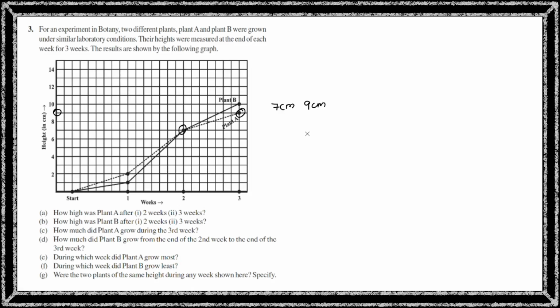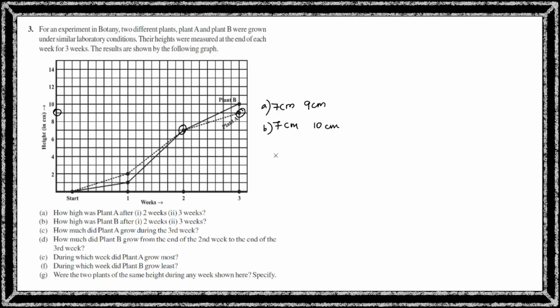So in the B bit, they're asking the same questions for plant B. Plant B is the same as plant A at the end of the second week, which is 7 centimeters. However, at the end of the third week, it is 10 centimeters. It has grown taller than plant A at the end of 3 weeks, right? And this is the B bit.